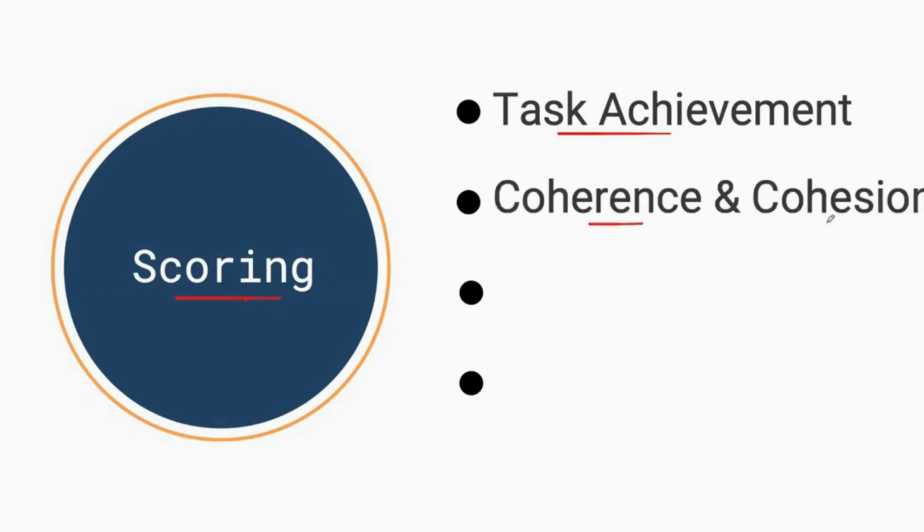Second, we have coherence and cohesion. So does it make sense? Is it logical? Did we start in a logical way? So this means you don't want to start with the final stage. You want to start with the first stage of the process and then use our sequencers to go on from there.